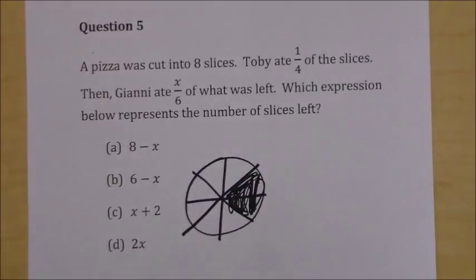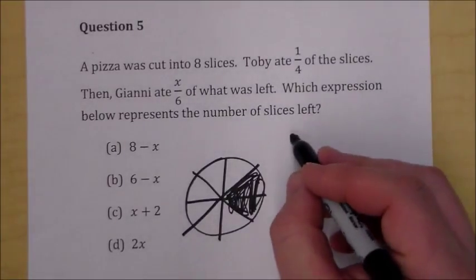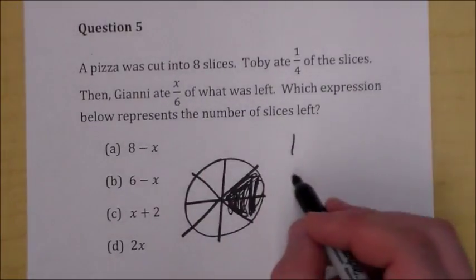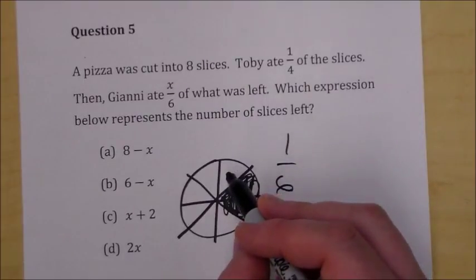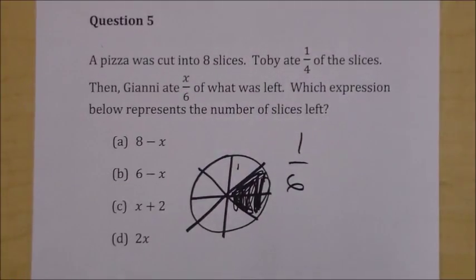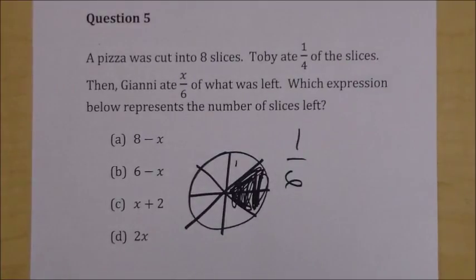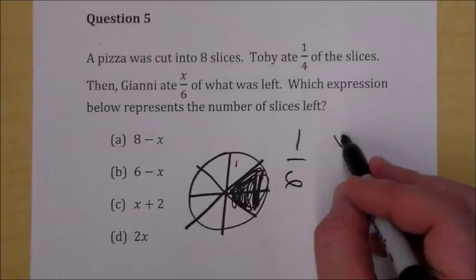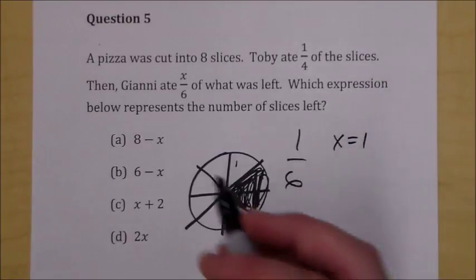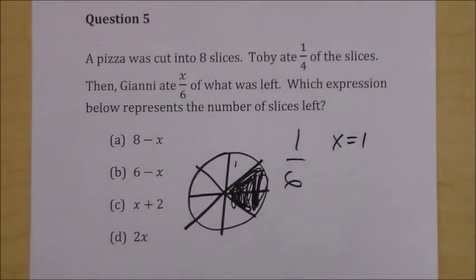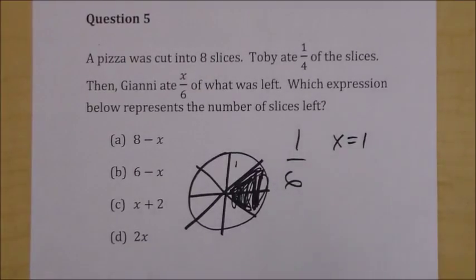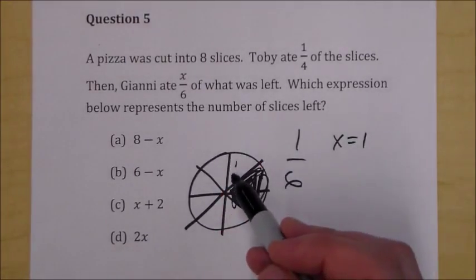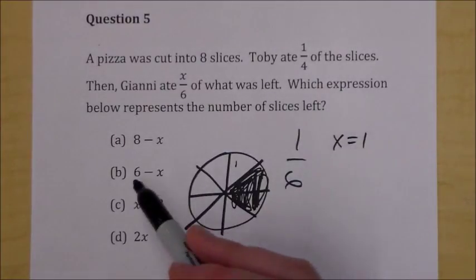Which expression represents the number of slices left? Well, this can get kind of tricky. So if Gianni ate 1 slice, that would be 1/6. She would have eaten this slice. This is 1 if she ate 1 slice. So how many would be left? Well, 5 would be left, right? So 1, 2, 3, 4, 5. If X equals 1, 5 are left. And what gives us that answer? B. So we're good. We like B. B makes sense. If she eats 1 slice, there's 5 left, and that makes sense for B.